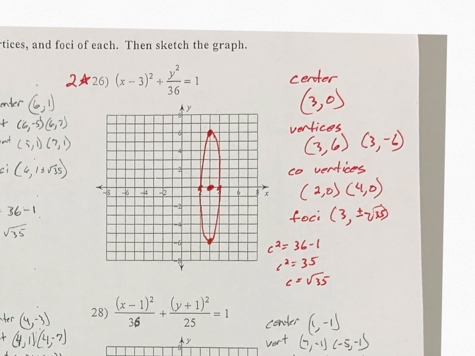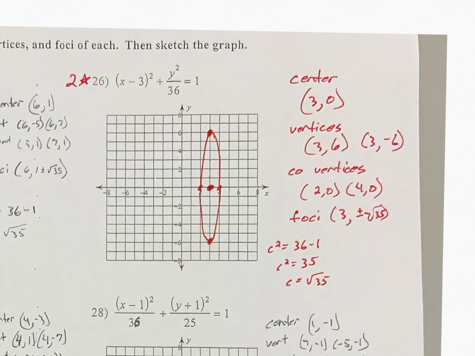So when we do our math, we use the formula c squared equals a squared minus b squared. In this one, a squared was 36, b squared is 1, 36 minus 1 is 35, so c equals the square root of 35. Now, when I wrote my answer here, what I know is that the x value of the foci is 3, and then we're going to add c, which is the square root of 35, and subtract c, which is the square root of 35. So I just wrote the x value is 3, and the y value will be plus or minus the square root of 35, or 0 plus or minus the square root of 35.